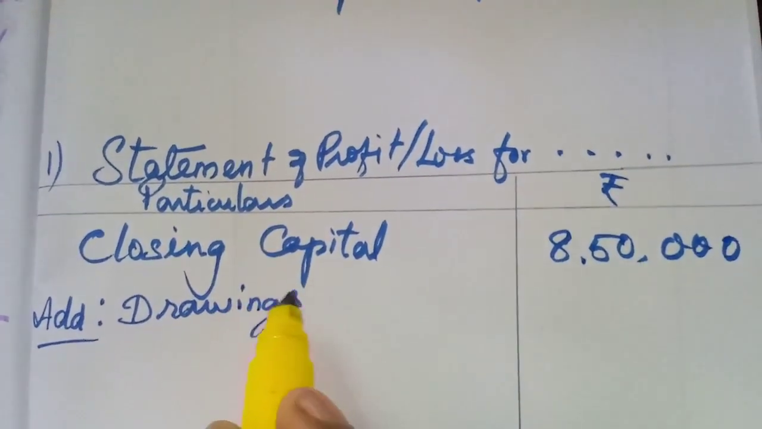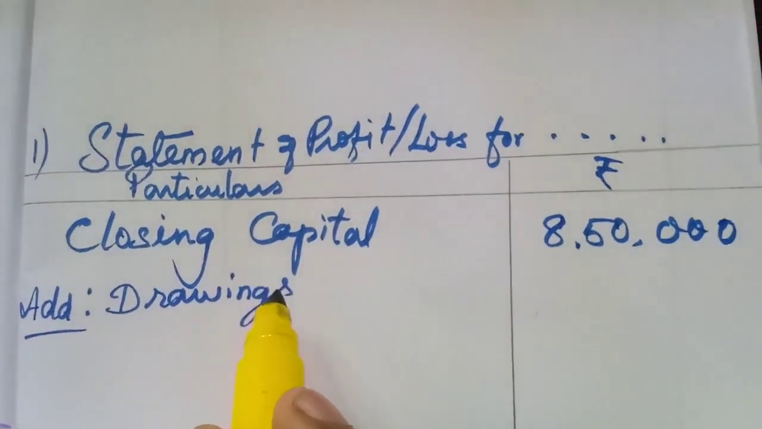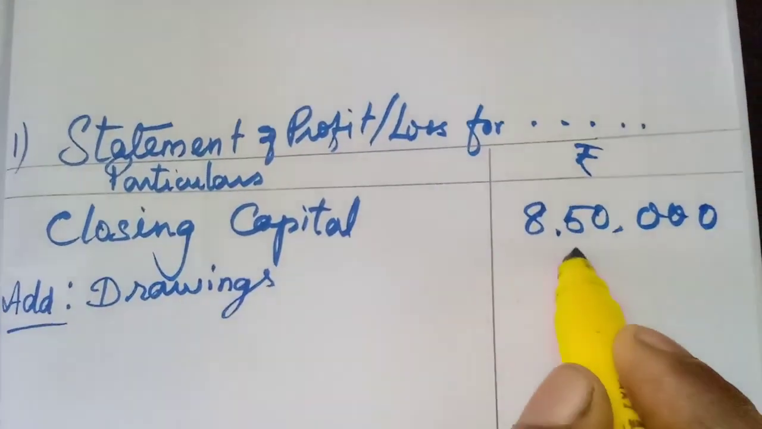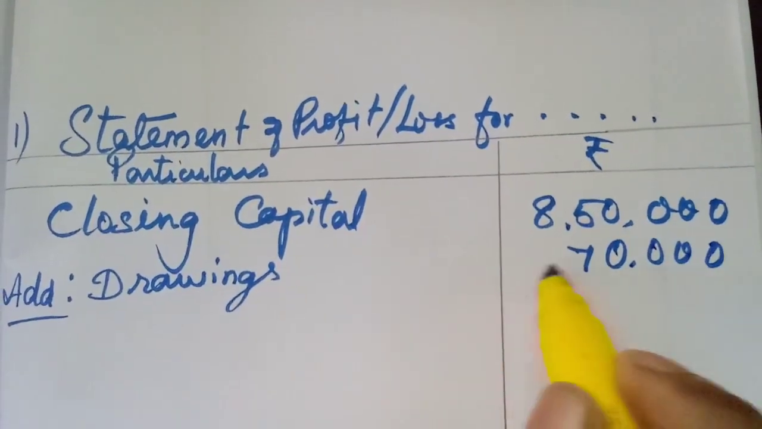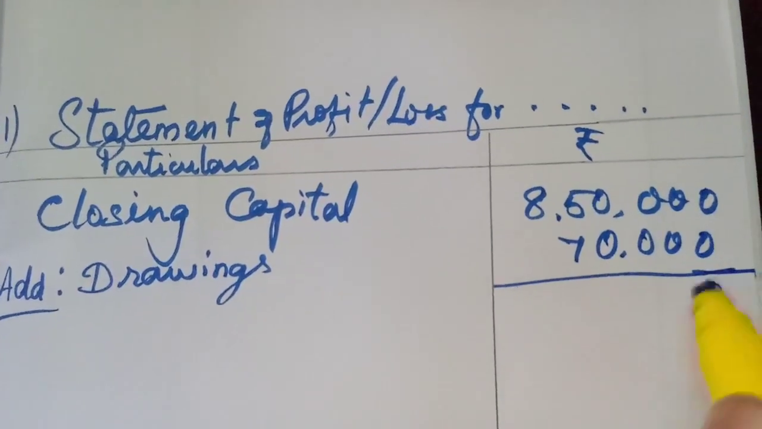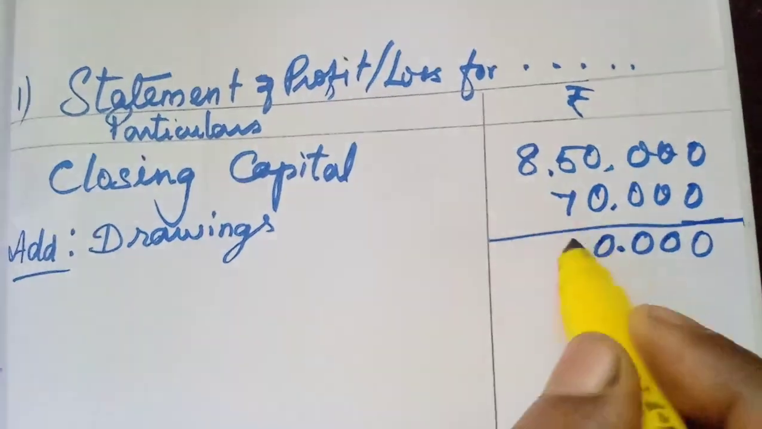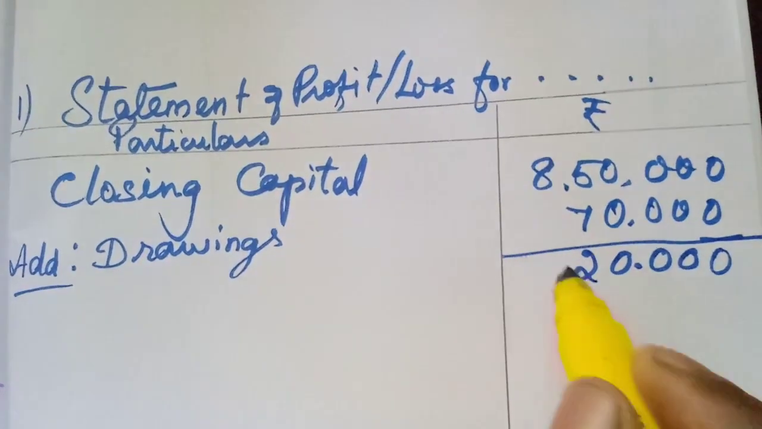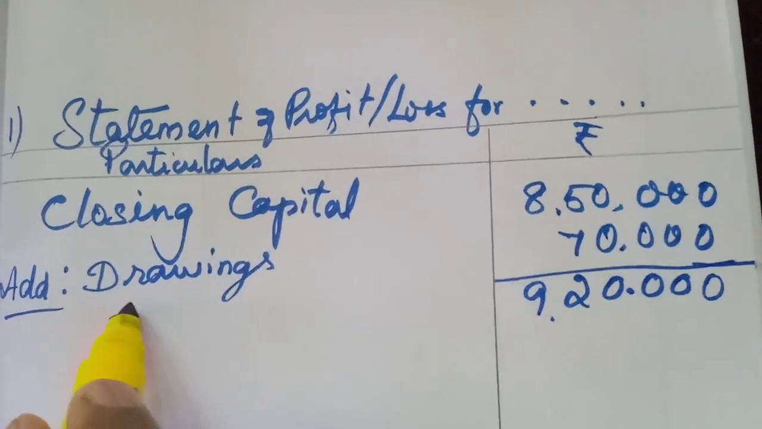Add drawings. Drawings during the year given 70,000. 7 you have to write just below 5. It will be easy for you to add. Then draw a line and write. 7 plus 5, 12, balance 1. So 9,20,000. Here no need to write anything.